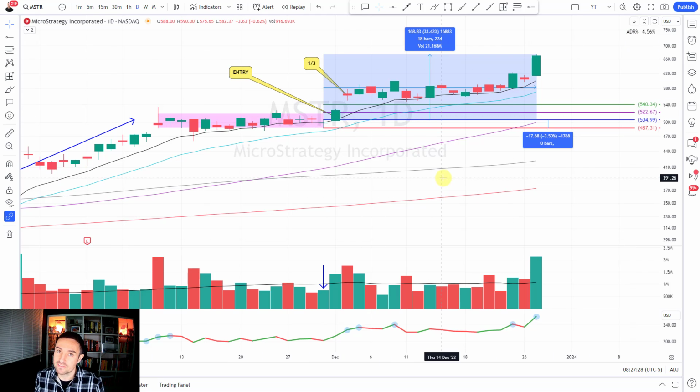Does it make sense? Is it favorable? Is it asymmetric in nature, the risk that you're taking to the potential reward? These are questions that you have to be asking yourself and thinking about the character of the stock.